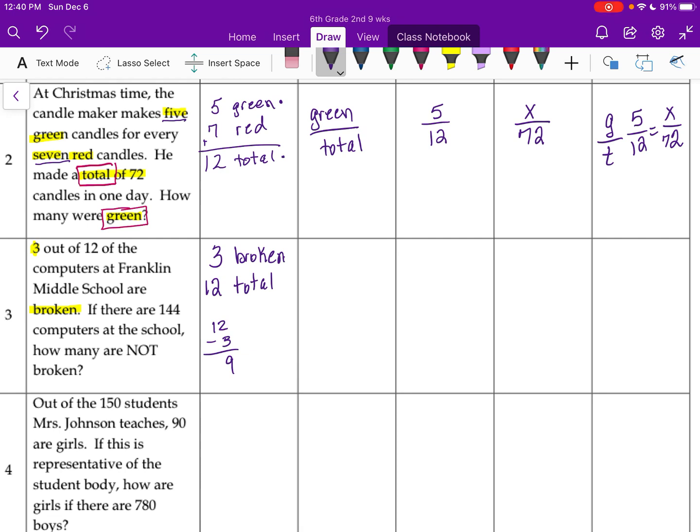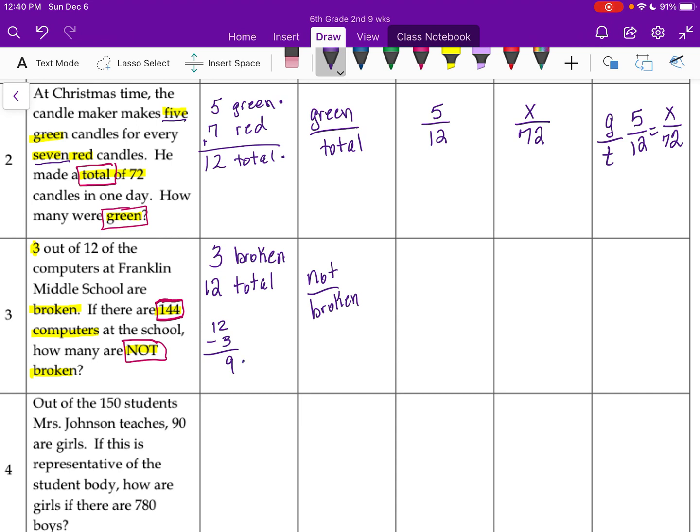Okay? So what ratio do we need to answer this question? So it says if there are 144 computers at the school, how many are not broken? So they're asking us for how many are not. So that needs to be in our ratio. And then what is the 144? Is it how many are broken or how many total? Yep, it's how many total. So our ratio is going to be not to broken.